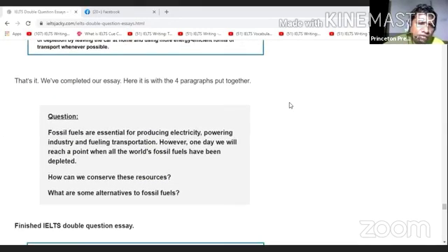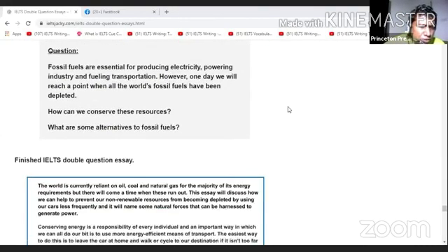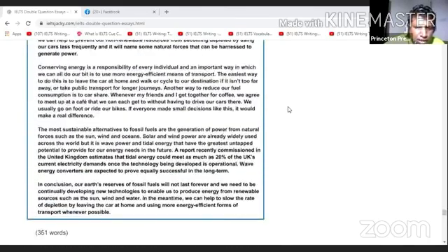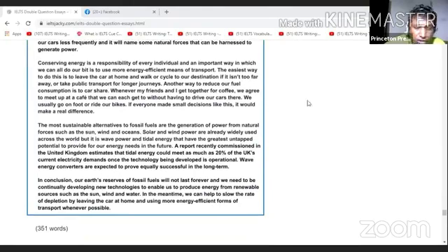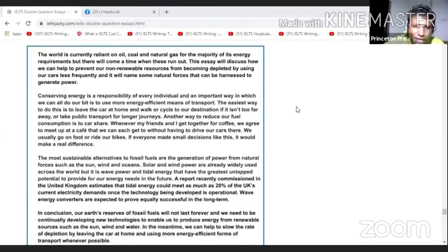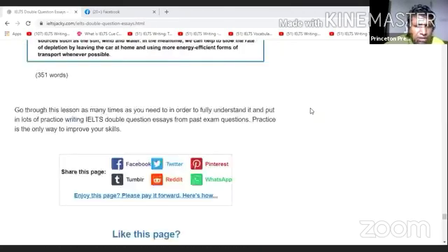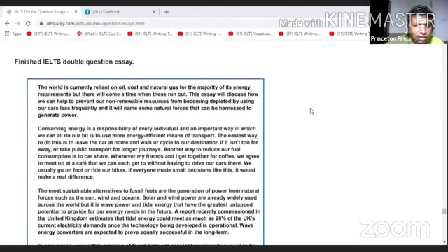That's it. We have completed it. You can even check out other websites also. The more you see how to write an introduction, the clearer idea you will have. So this was the question, and this was the whole essay, and this was almost 351 words. Too long, but you can't help it. Sometimes you'll have to write it. This is a double question essay.